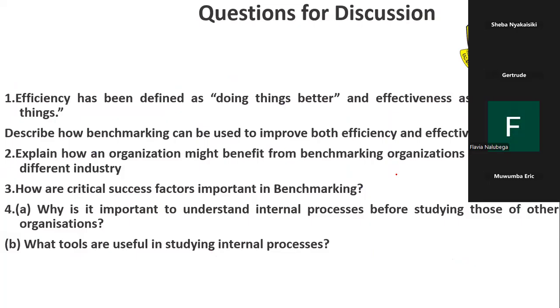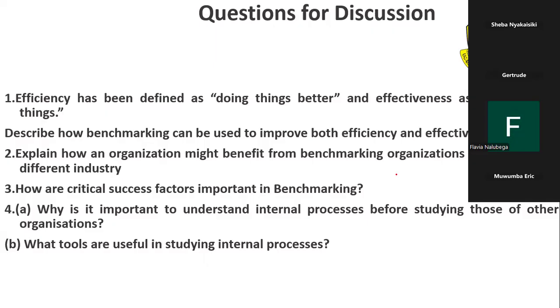Here are just a few questions for us to summarize this topic of benchmarking. I said this particular session is quite short. Efficiency has been defined as doing things better, and effectiveness as doing better things. Describe how benchmarking can be used to improve both efficiency and effectiveness. These are just for your internalization purposes. It's not an assignment.